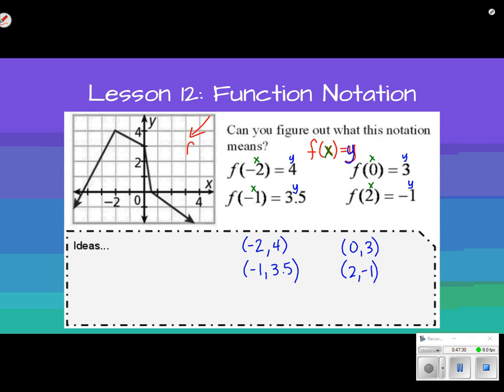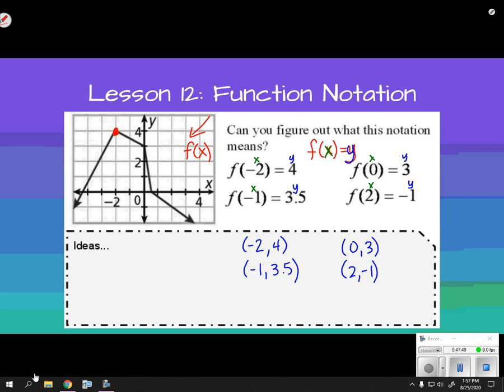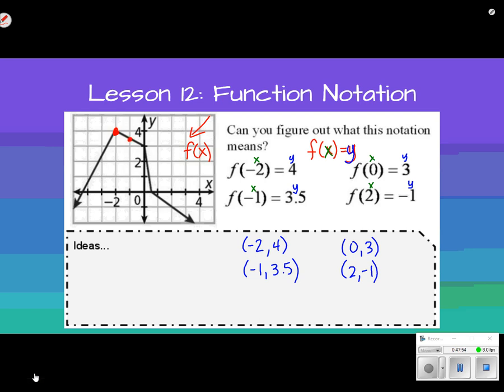This is f of x. It is a function. It passes the vertical line test. And so these points, let's look at it. Negative 2, 4 is right there. Negative 1, 3.5, right there. 0, 3, right there. And then 2, negative 1, right there. These are all points on this function.